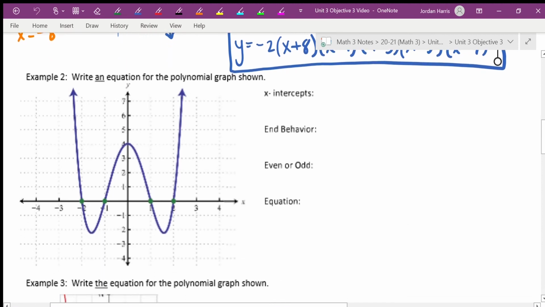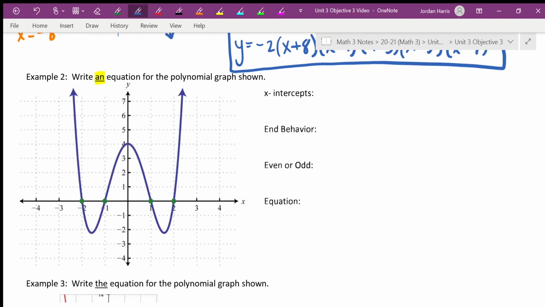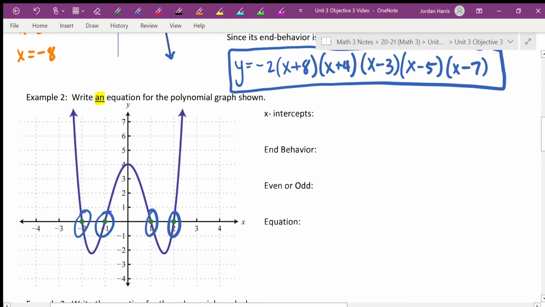Okay, so next one, an equation again. I know I can actually see the y-intercept, but we're just going to ignore that. Just act like we can't. And so I have 1, 2, 3, 4, and they all cross again. So my x-intercepts I can write out: (-2, 0), (-1, 0), (1, 0), and (2, 0).